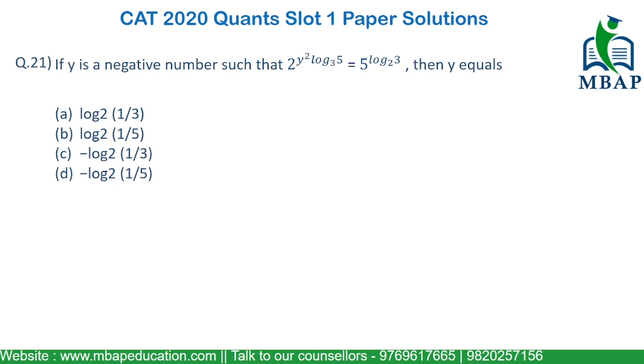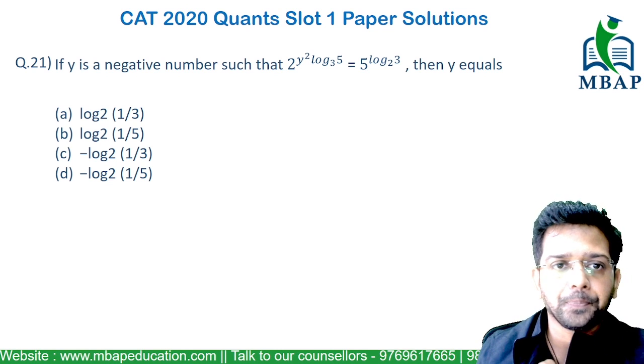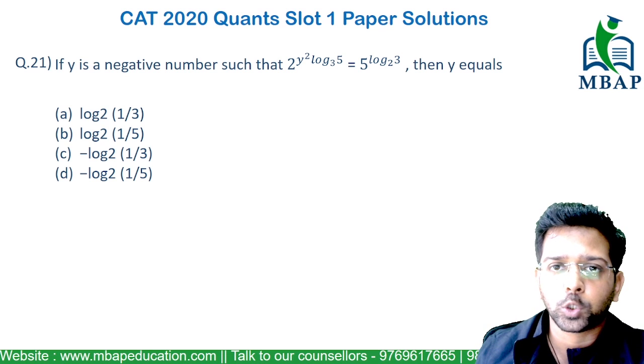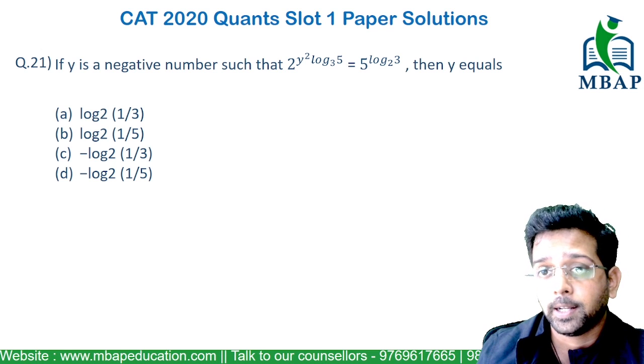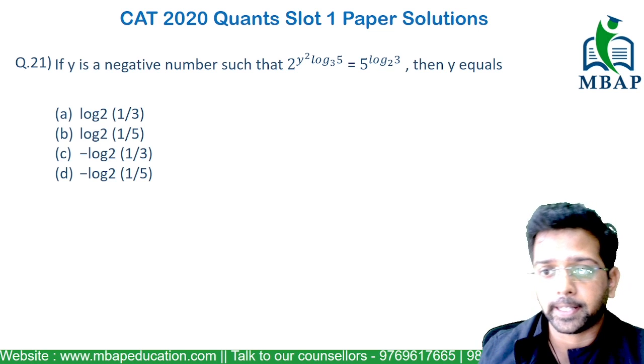Well, let's have a look at the next question. I believe all of you are able to see the screen. The question says, if y is a negative number, such that 2 raised to y square log 5 to the base 3 is equal to 5 raised to log 3 to the base 2, then find the value of y. The hint is that y is a negative number.